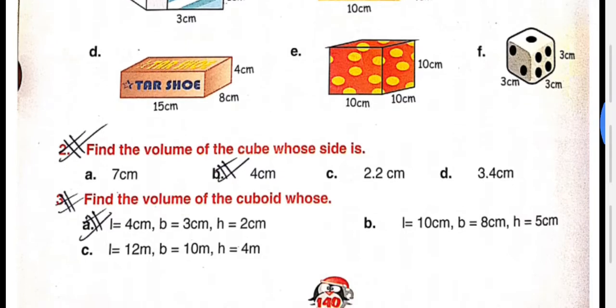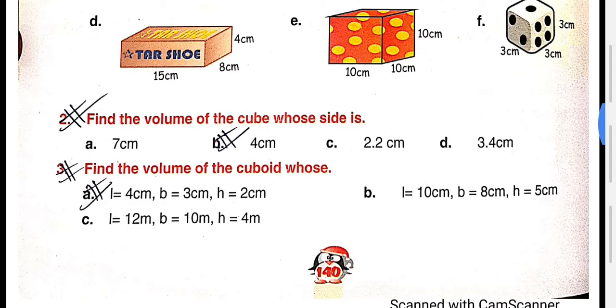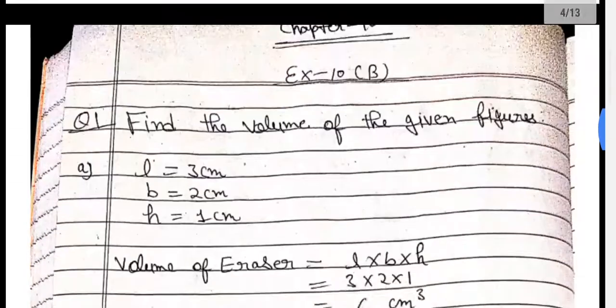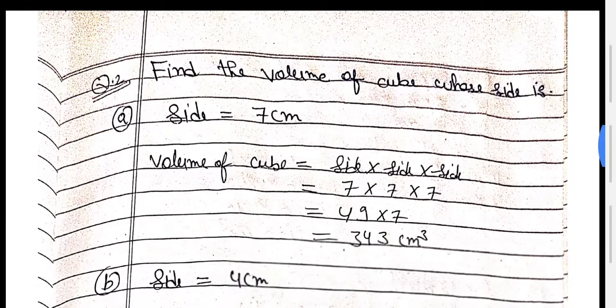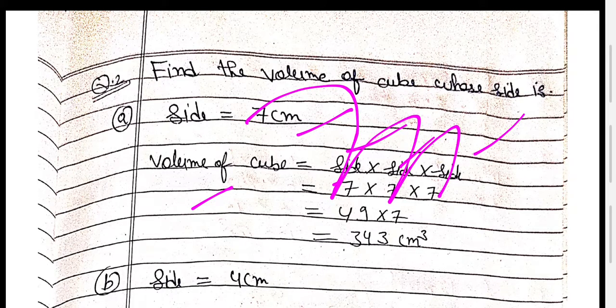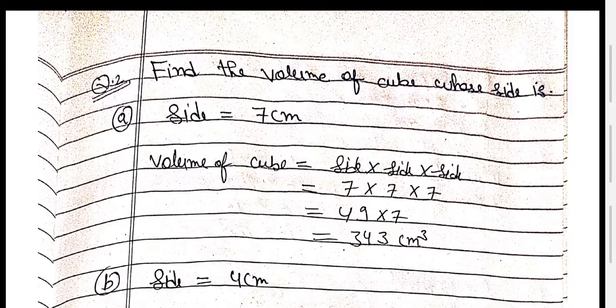Now comes second question, find the volume of each of the side is. You have to find the volume of cube. Side is given 7, 4, 2.2, 3.4. So two parts I am solving here, two parts you have to do by yourself in homework. So right here, find the volume of the cube whose side is. First one side is 7, so volume of cube is side into side into side. Put the value here, 7 into 7 into 7, 7 7 is 49 into 7. When you multiply 49 by 7, you get 343 centimeter cube.